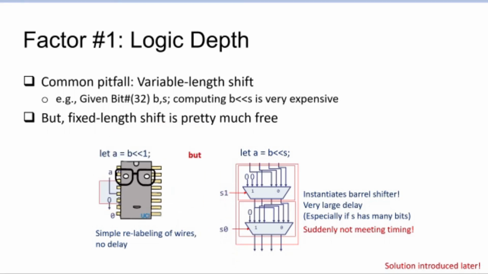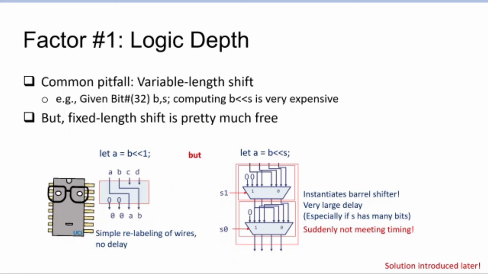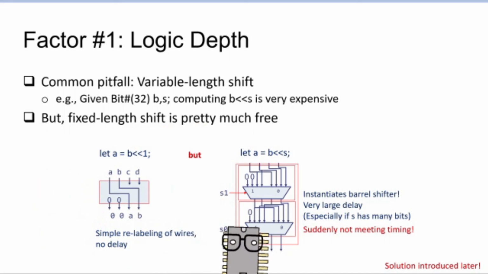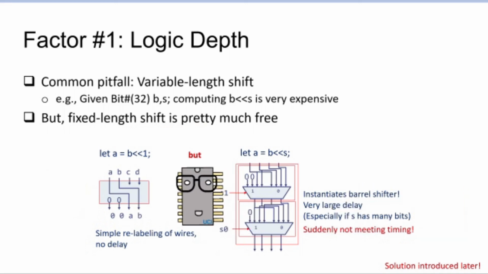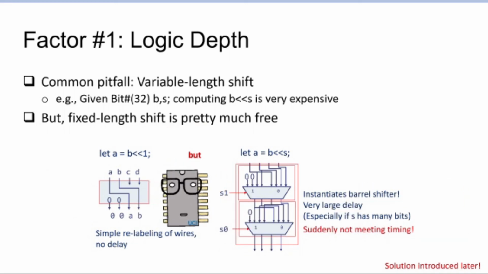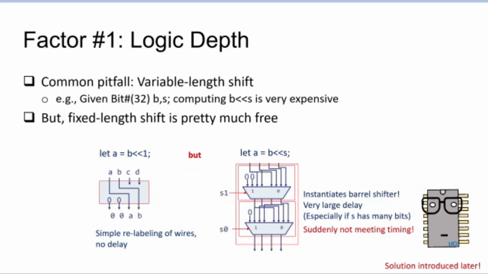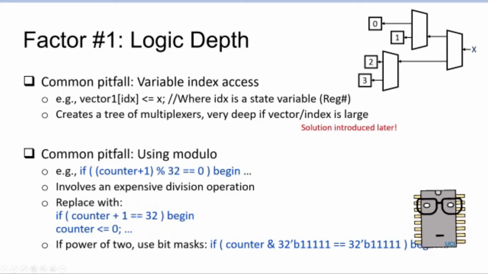If we do implement something like this, how this manifests in the circuit is pretty much just rewiring the circuits. So no latency, it's just changing the names of some wires. Relabeling of wires, no delay. But if you change this to this, a very benign circuit turns into something like this. It instantiates a variable shifter, very large delay, and all of a sudden this could stop being tiny.